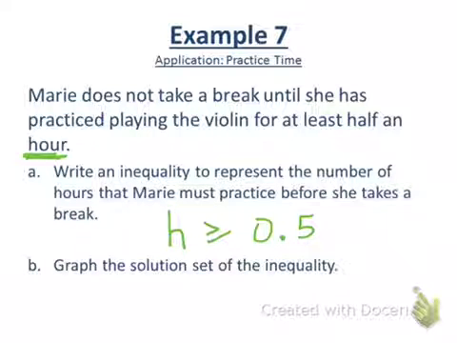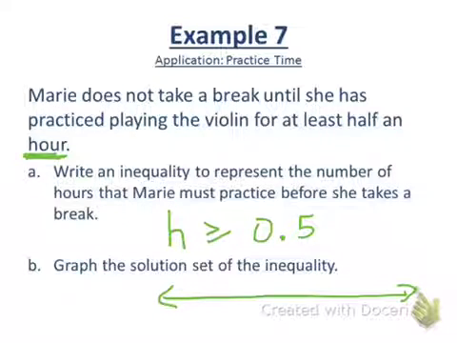Graph the solution set. Now, realistically, would this go forever? No, because she died. I would hope not. But let's kind of talk about what the maximum amount of time she could probably play is. What's the Guinness World Record for playing the violin? I guarantee you there is one.